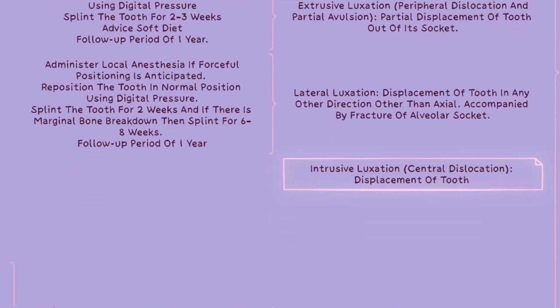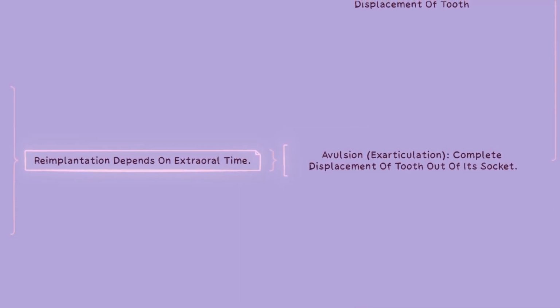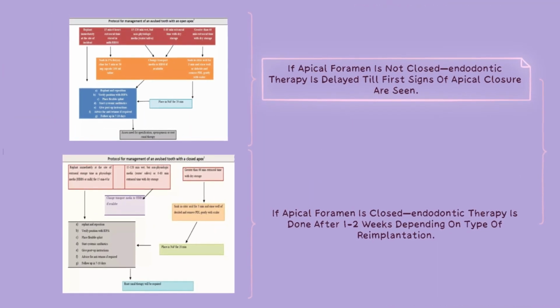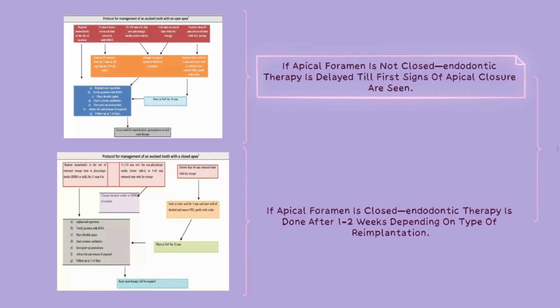Avulsion, also known as exarticulation, is the complete displacement of the tooth out of its socket. Reimplantation in these cases depends on the extraoral drying time. If the apical foramen is not closed, endodontic procedures are delayed till the first sign of apical closure can be noticed.